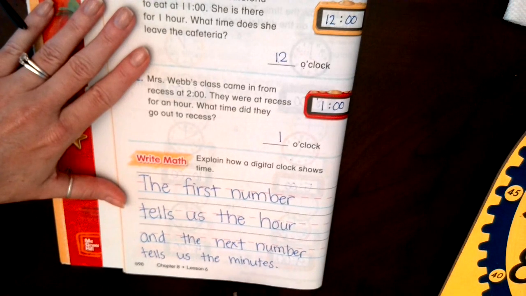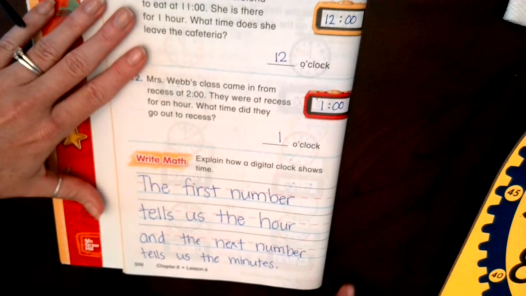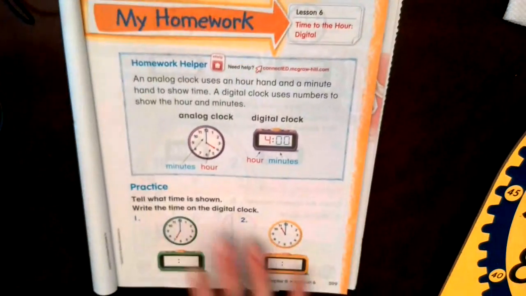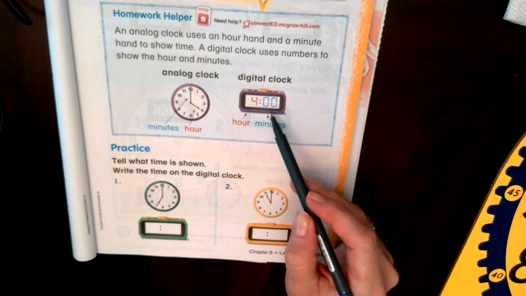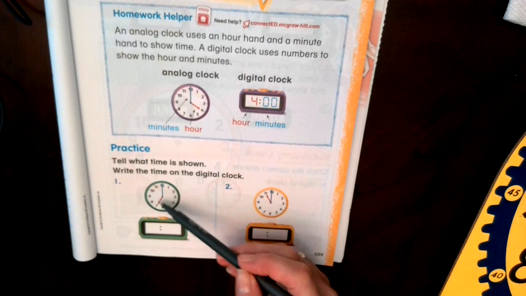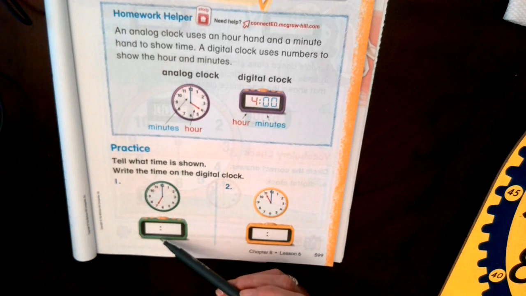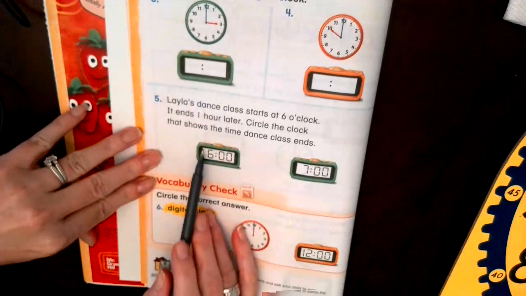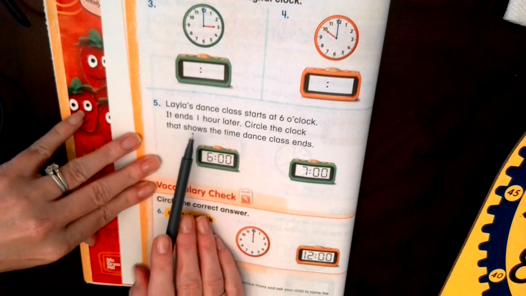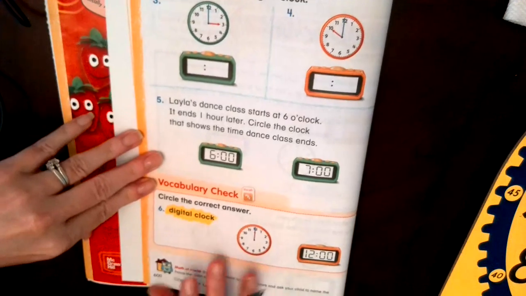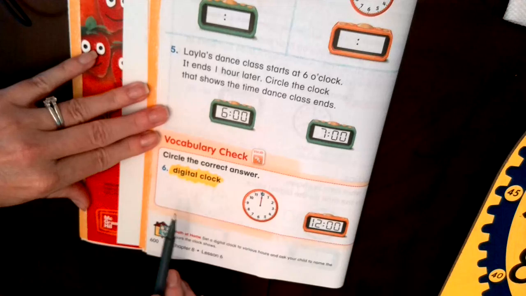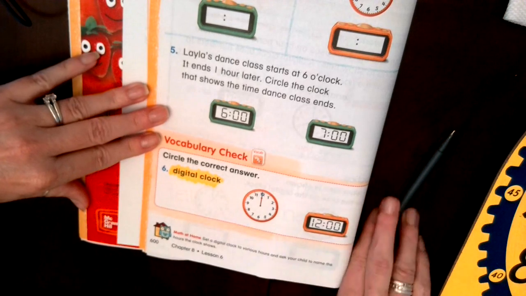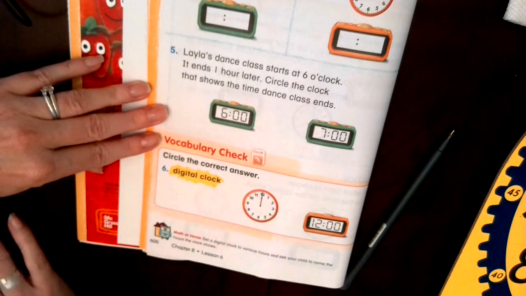Again, if I'm ever going too fast, just pause your video and get caught up. The last page is your homework page where you are doing the same thing. You're comparing the analog clock with the digital clock. So you'll read the time on the analog clock and write the digital time all by yourself. And then on the back side, the same thing. Make sure you read closely to see if they're adding an hour or taking away an hour. And then circle the correct answer, digital clock. Good job. All right, my loves, great job this week telling time and measuring.